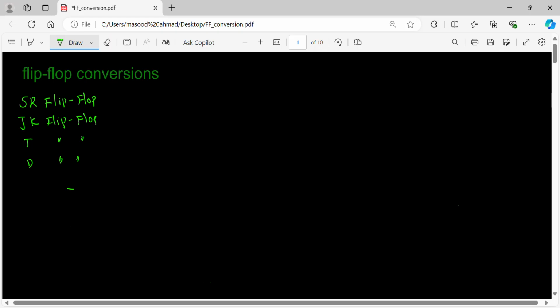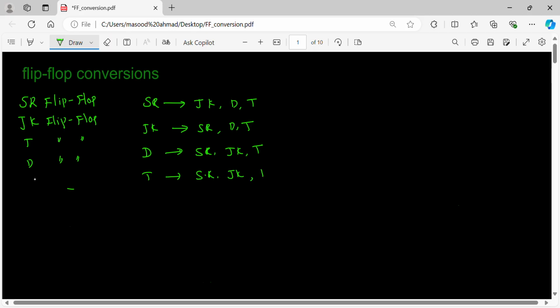Now if you want to look for the possible conversions, we have SR. From there we can go to JK, we can go to D, we can convert it to T. Then if I take JK flip-flop, I can convert it to SR, D, and T. If I take D flip-flop, I can convert it into SR, JK, and T. If I take T flip-flop, I can convert it into SR, JK, and D. So these are the possible conversions. We will look at all possible conversions.